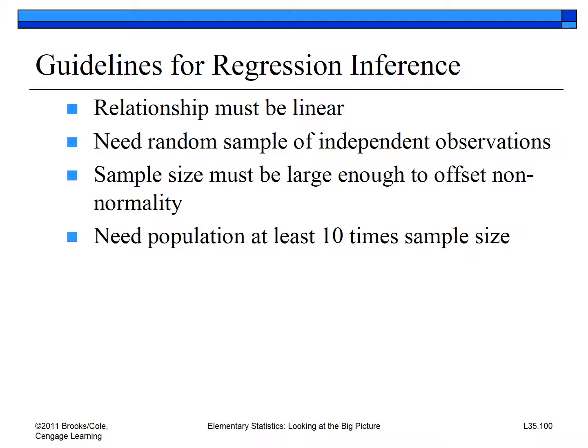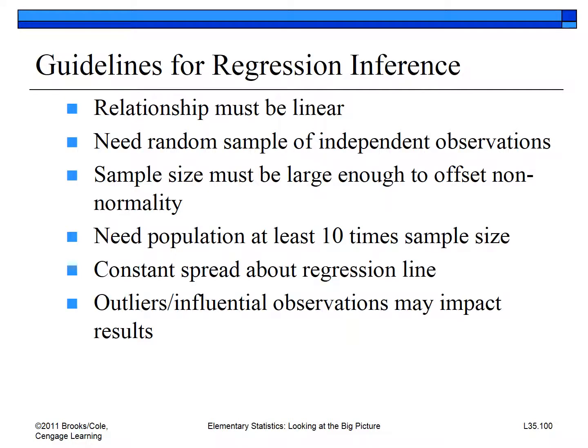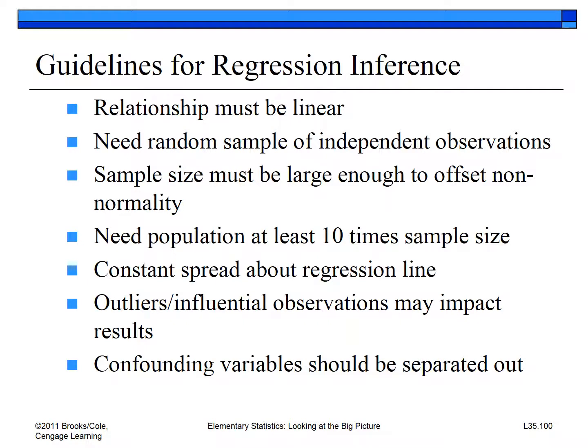In order to make sure that we get independence, remember that our population needs to be at least 10 times the size of the sample. The spread around the regression line needs to be more or less constant. We didn't see that so much in the previous example with heights and weights because the weights tended to be right skewed. We must remember also that outliers and influential observations might impact our results. So it's important to keep an eye out for those. Finally, we need to make sure we address confounding variables if it's an observational study.